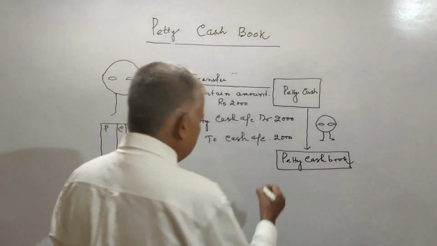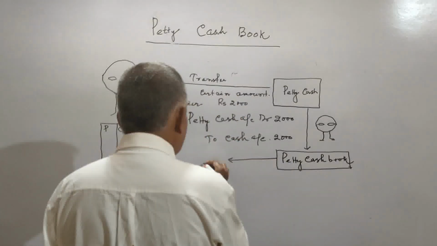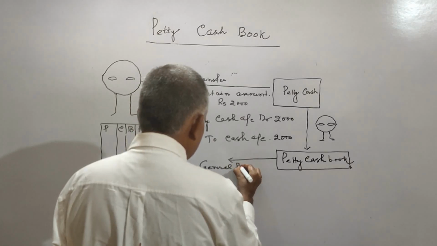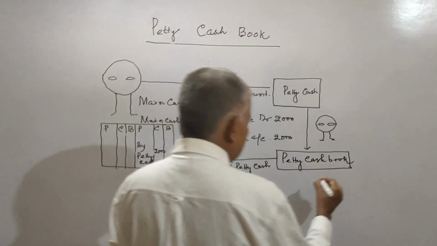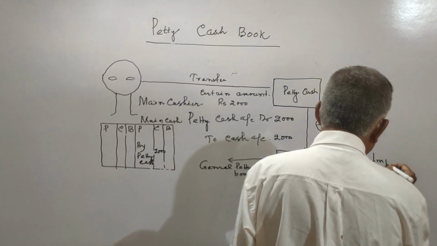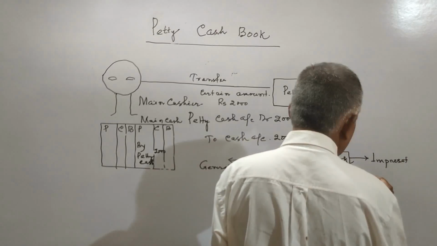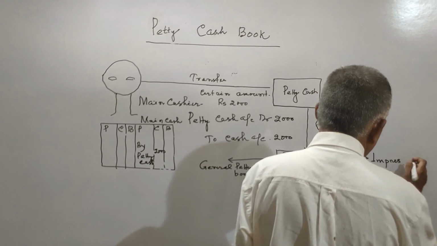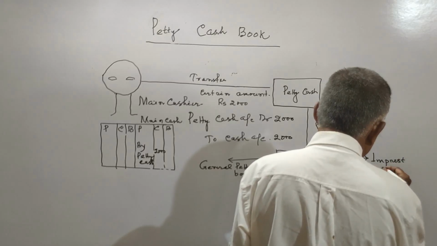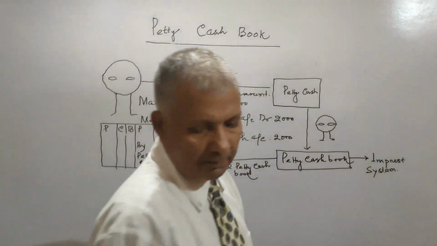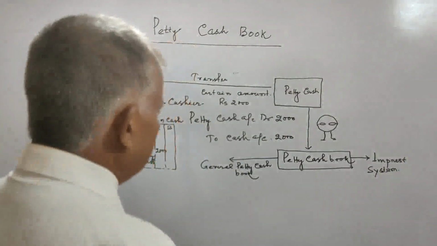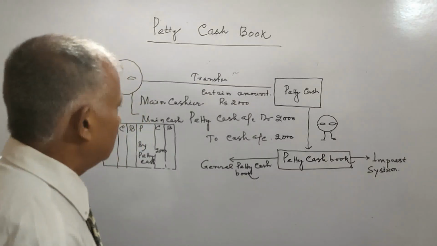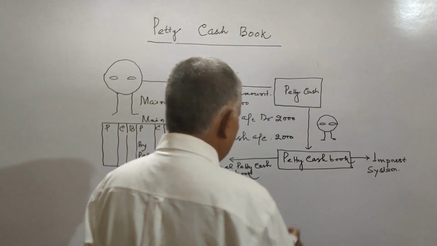The petty cash book can be maintained in two ways. One is your general petty cash book. Another one is your impressed system of petty cash book. Generally, the impressed system of petty cash book is followed by the organization. In case of impressed system, suppose 2000 rupees is given, what happens here?